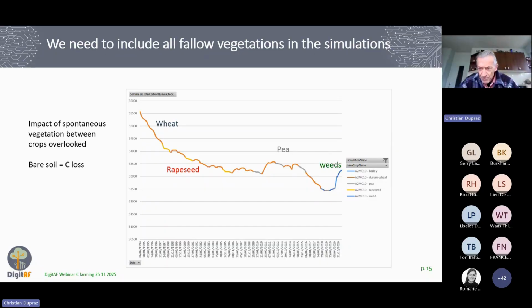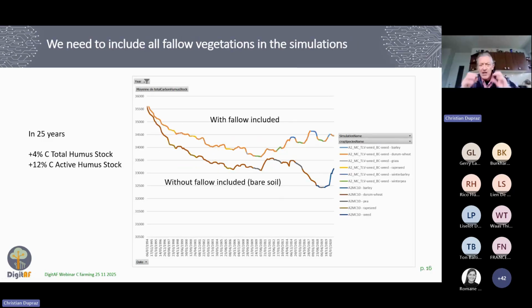Previously, during all the other years, we did not include the weeds between the crops. So what we have done recently is that we have included the fallow vegetation for all the years. And you see that with the fallow vegetation included, the carbon humus stock is much higher than without the fallow included, when you consider that it is bare soil. So this was something that we did not know until recently.